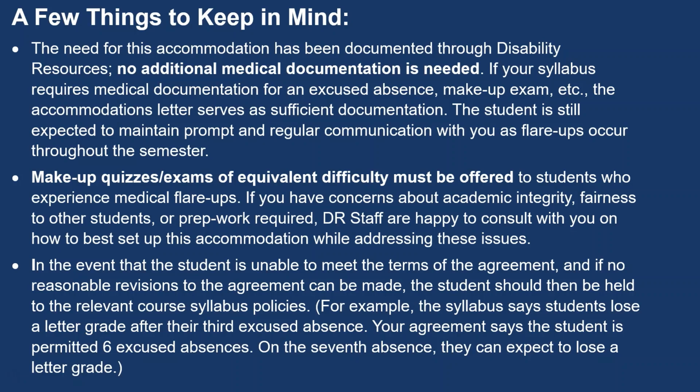In the event that the student is unable to meet the terms of the agreement, and if no reasonable revisions to the agreement can be made, the student should then be held to the relevant course syllabus policies. For example, the syllabus says that the students lose a letter grade after the third excused absence. Your agreement says that the student is permitted 6 excused absences. On the 7th absence, they can expect to lose a letter grade.